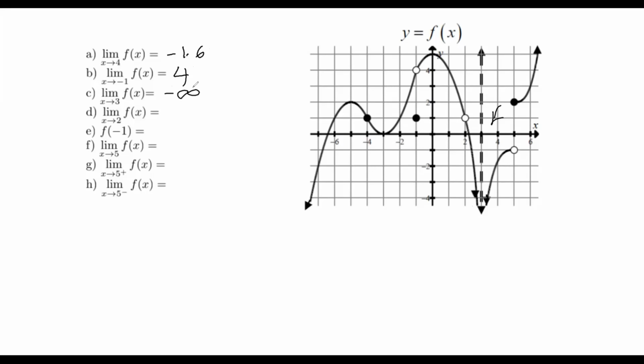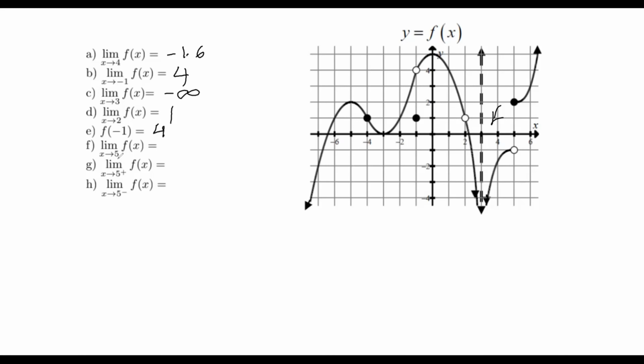The limit as x approaches 2 of f of x. So even though the function does not exist at x equals 2, the limit does exist. The limit is 1, because from both the left and the right side, it approaches the value of 1. So f of negative 1 would just be 4. This is a pretty straightforward answer.